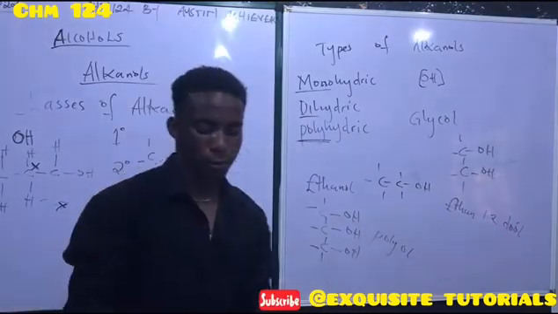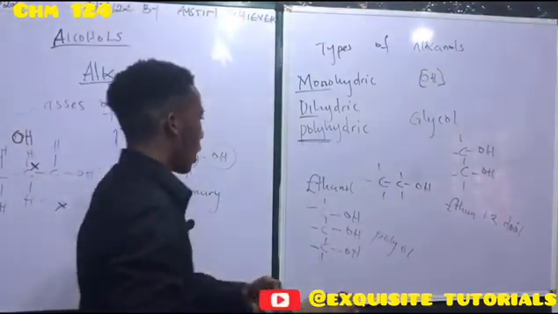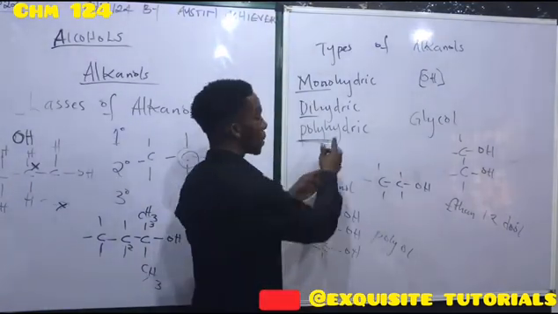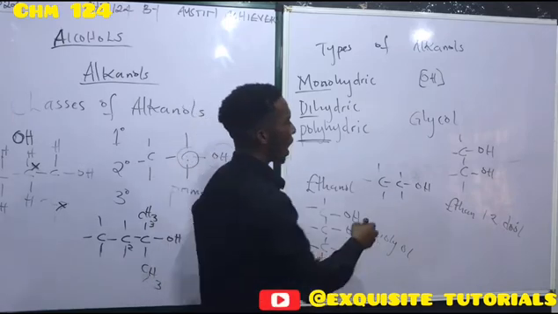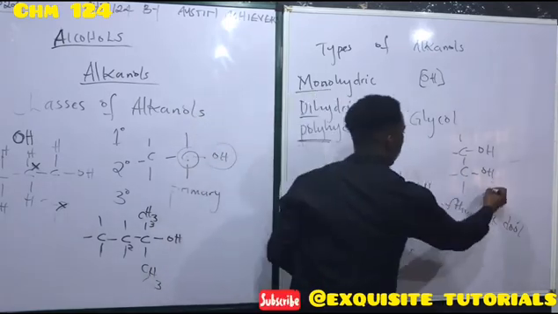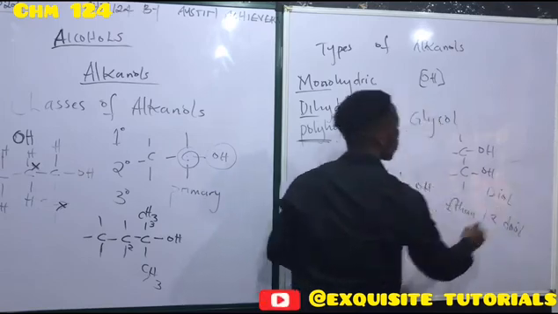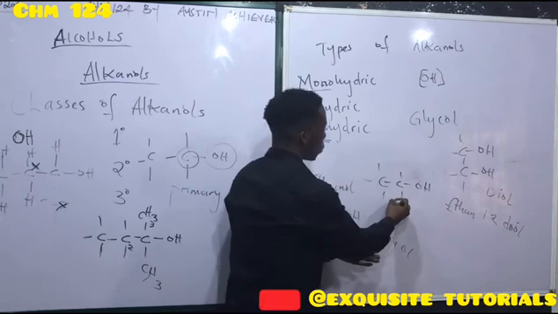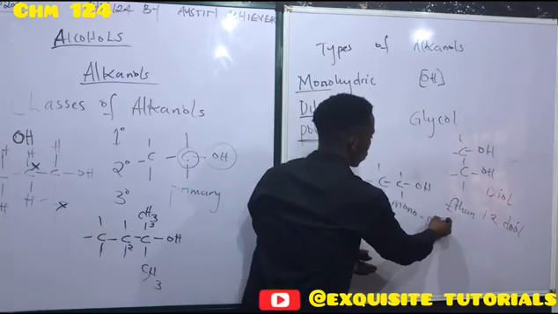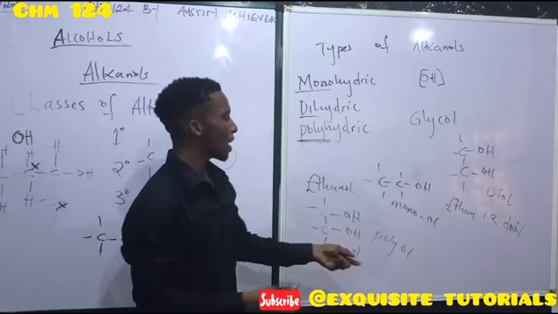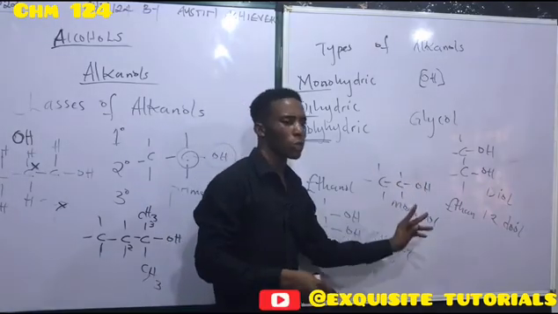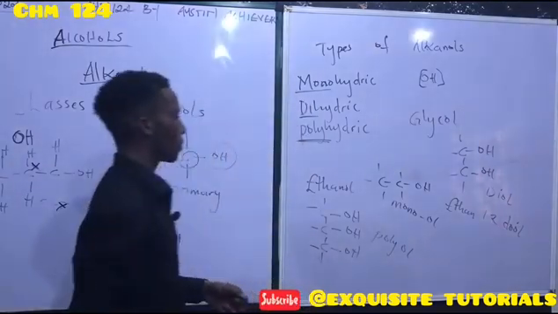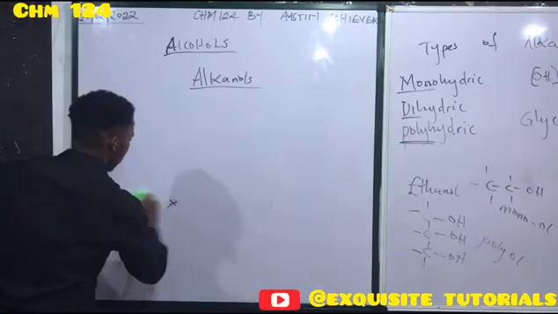Why do I call it a polyol? It is a polyhydric alkanol. I can call this a diol. Yes, I am correct. I can call this a monool. Yes, I am very correct. Why? It has one hydroxy functional group in that compound.